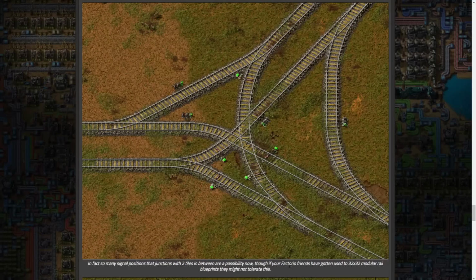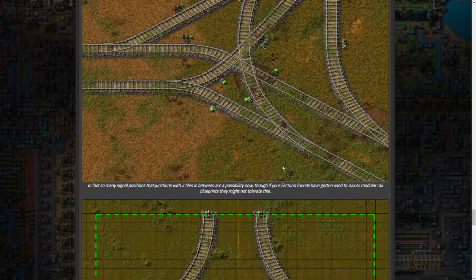They do say, though, if your Factorio friends have gotten used to 32 by 32 modular rail blueprints, they might not tolerate this. And what they mean by this is, I believe, when you have a rail blueprint and you lock to the grid or the global grid, because chunks are 32 by 32 tiles. A lot of people will build blueprints and lock to the grid, so it's super modular. It connects perfectly no matter where it is, how many turns you've made, what junctions it's on. But this may throw that off, but still, you could probably remake them.